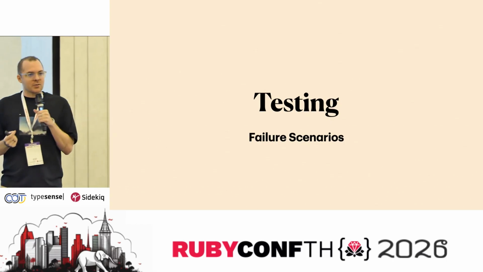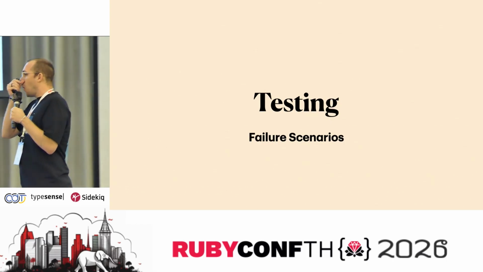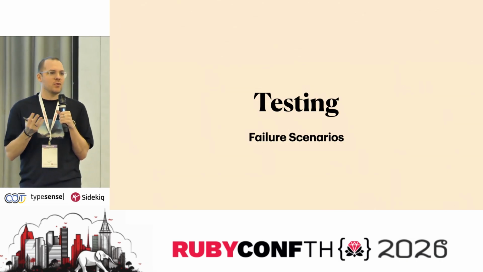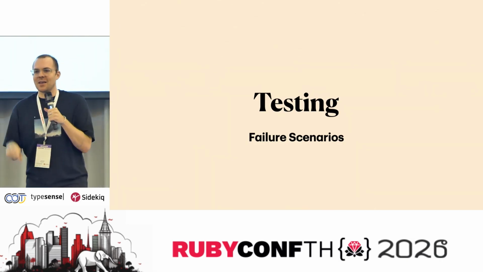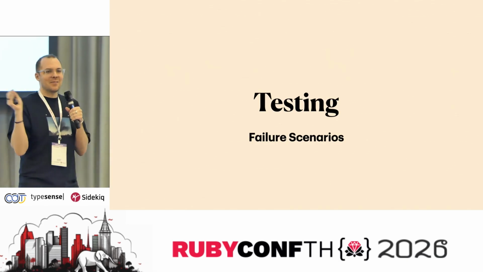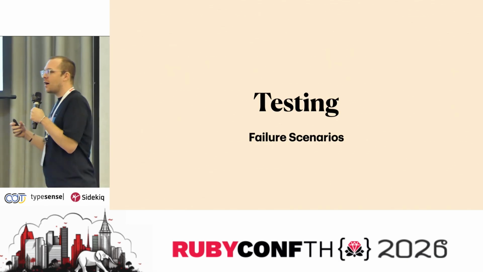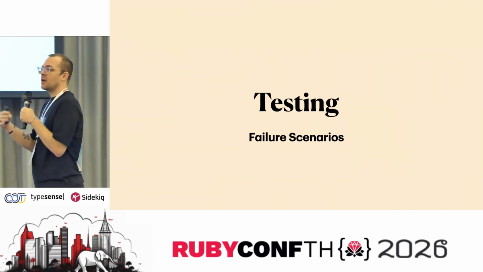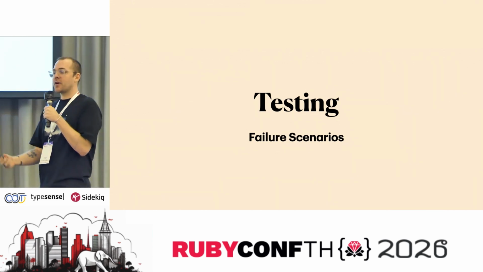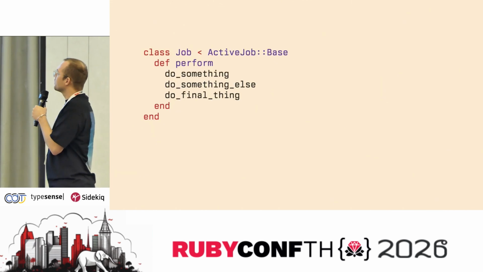Failure scenarios. How do I make a job retry? You're probably not writing jobs that say, if executions equals 1, raise, right? We have jobs that we expect to just run normally, but we want to test them in scenarios where they happen to fail. How do we make that easy?